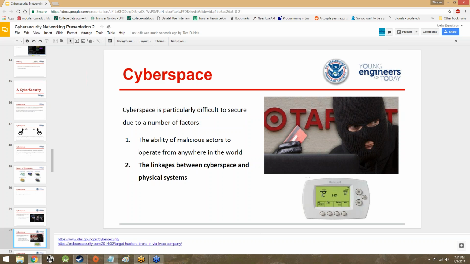It also becomes difficult because the linkages between cyberspace and physical systems means that there are multiple points of entry. And affecting things in cyberspace can affect things in the physical world as well. So you want to be sure that you've got some sort of fail-safe when the cyberspace item is compromised so that the physical item isn't affected by it.